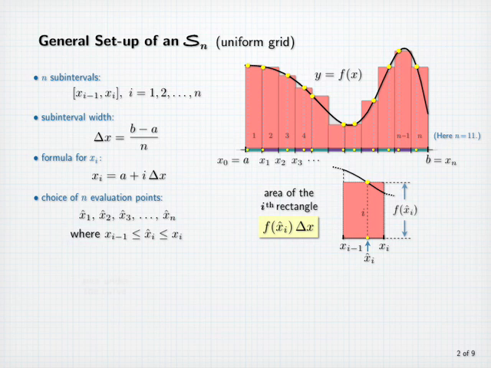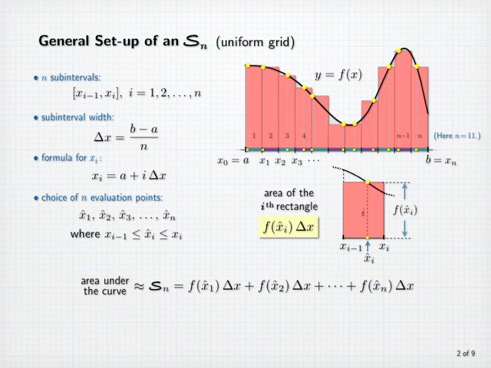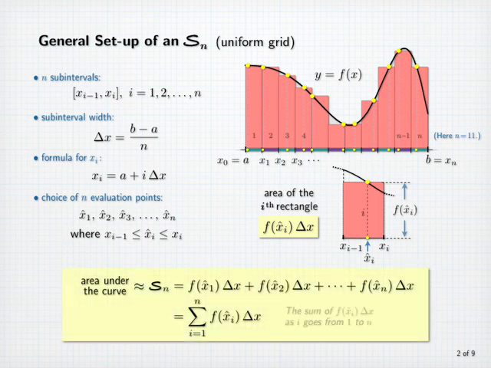And so our approximation to the area under the curve is S sub n equal to the sum of those areas. f of x hat 1 times delta x plus f of x hat 2 times delta x, and so on. We can express this sum in a more compact fashion using summation notation. The uppercase Greek sigma here is a summation sign, and we read this as the sum of f of x hat sub i times delta x as i goes from 1 to n.